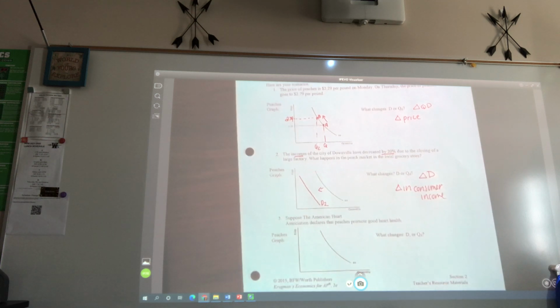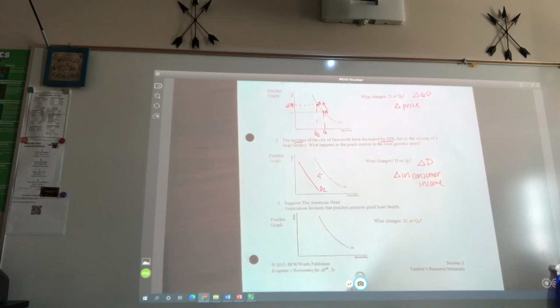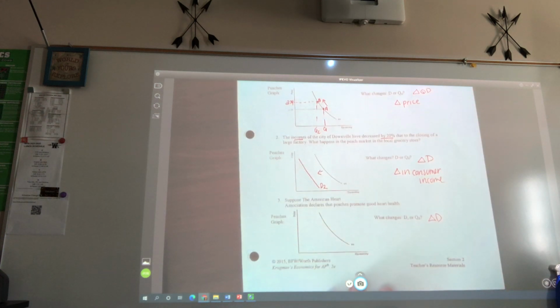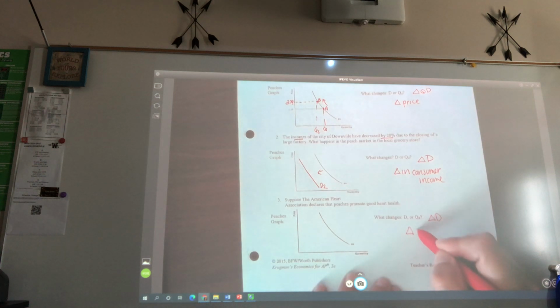Okay. Our next one says, suppose the American Heart Association declares that peaches promote good heart health. Demand. This is going to be a change in demand. What is the reason? Taste. There's a change in taste.